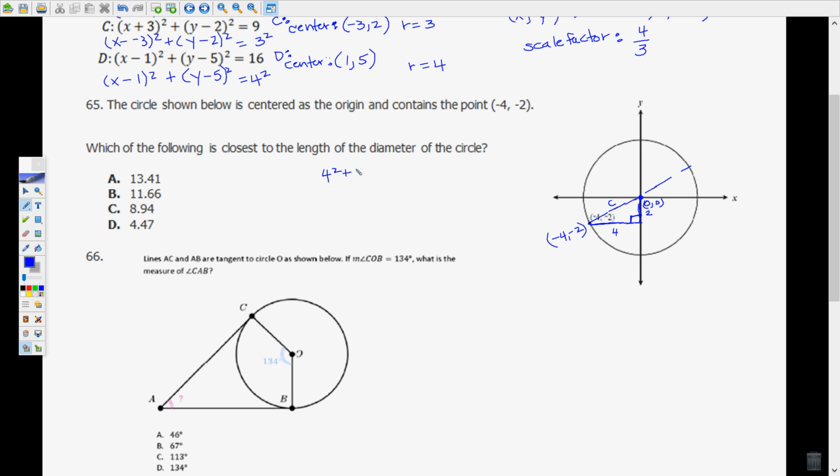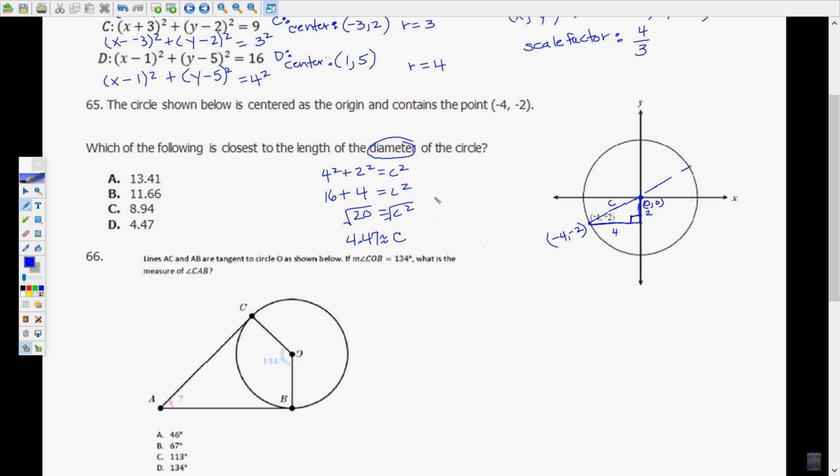4 squared plus 2 squared equals c squared. Then you get 16 plus 4 equals our c squared. 20 equals c squared. Take the square root, and that, remember now, is the radius. So be careful, don't stop there. It might even help if you call this, instead of c, you call this r, so that when you have solved this, you know, oh, wait, I've got r. I need the diameter. Always go back and look at what you're looking for.